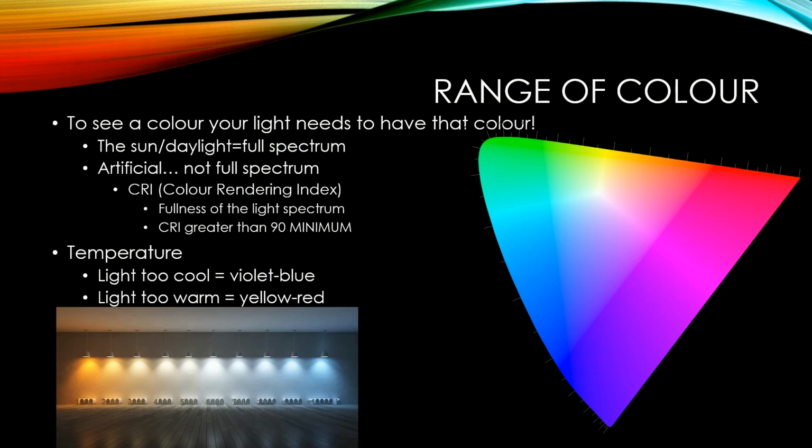Whereas artificial lights, we struggle because it doesn't contain the full spectrum of color. So as you can see here on that color chart, you can't get all of that in a light without paying quite a bit of money. So this comes to the CRI, which is the color rendering index. This is a measure that tells you how full the light spectrum is within that light. So the sun, you're looking at close to 100. Well, it is 100. Everything else, we're trying to aim for that kind of number.